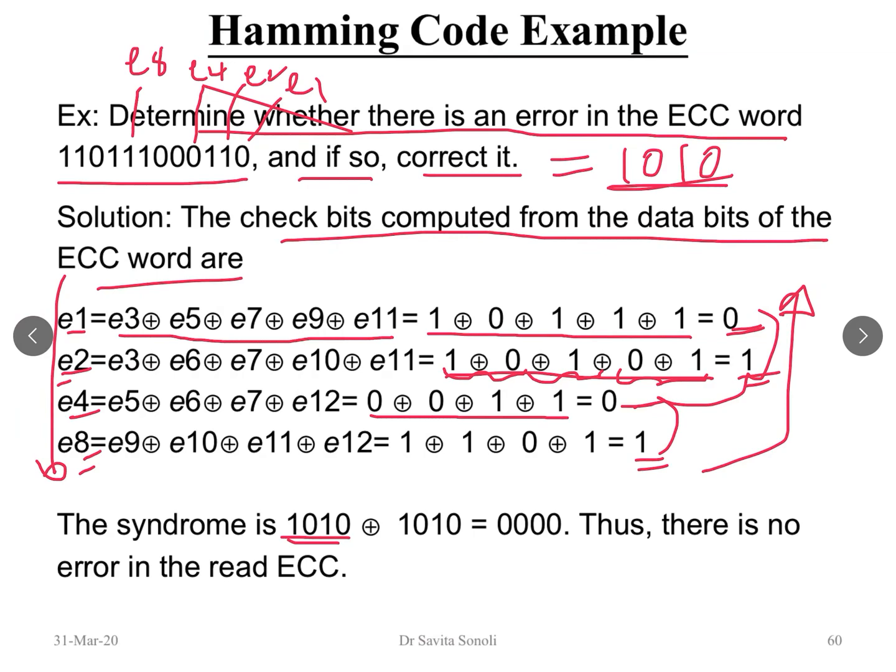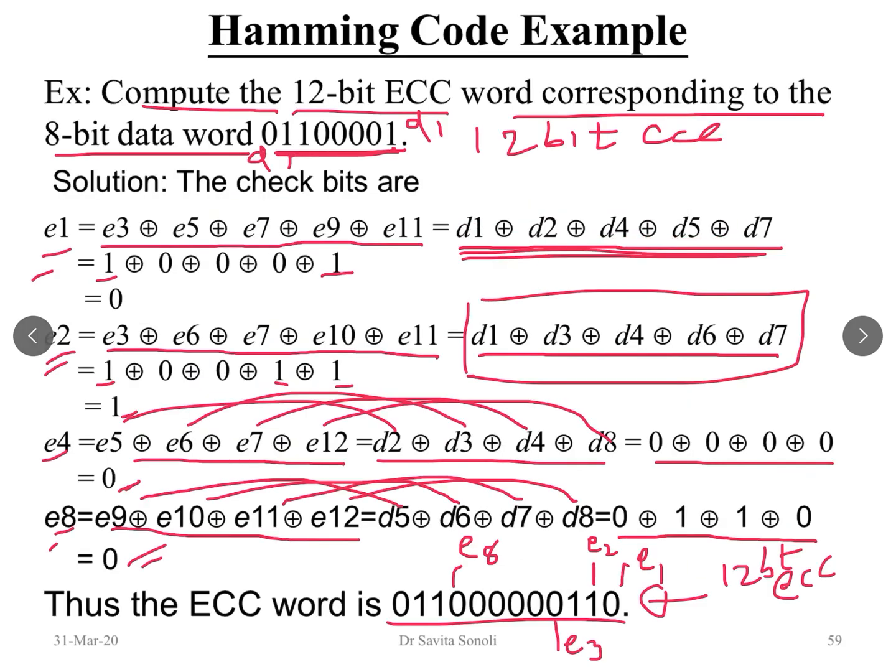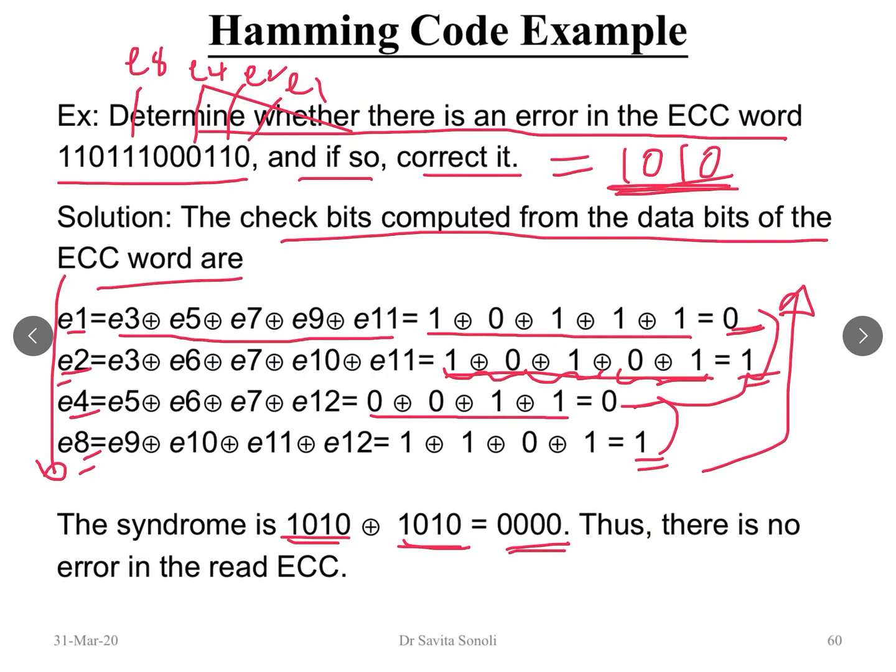This is the new check bits computed. Then from the ECC, what check bits we have got? 1, 0, 1, 0. So 1, 0, 1, 0 XORed with 1, 0, 1, 0. So output we are going to get as 0. So previously what we have told in our explanation, if the syndrome is 0, that indicates that there is no error. So that's why what we observe here. You are going to get 0, 0, 0, 0. Thus there is no error in the ECC word. So whatever the ECC word is there, it is correct. So there are no errors.